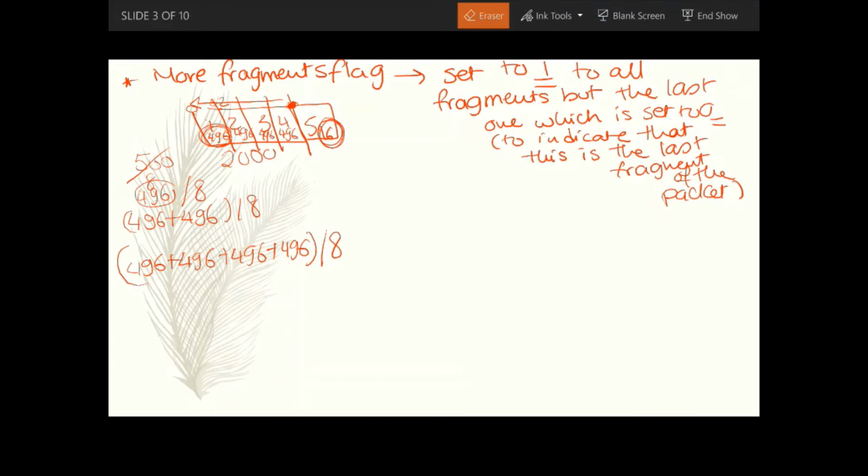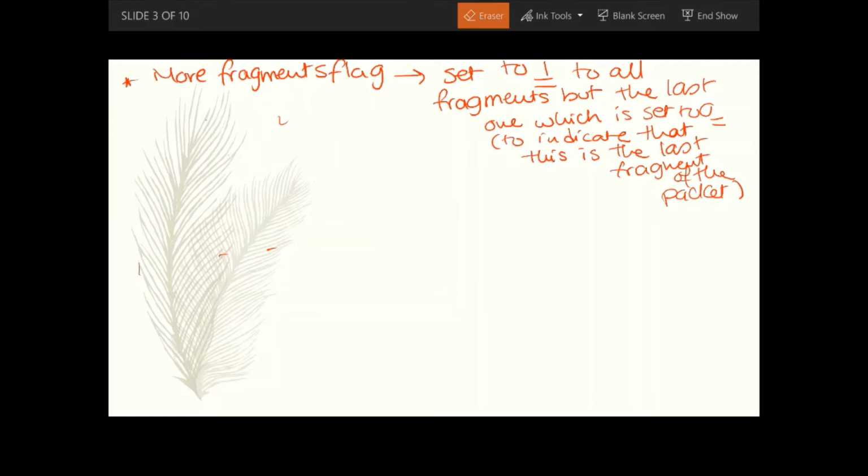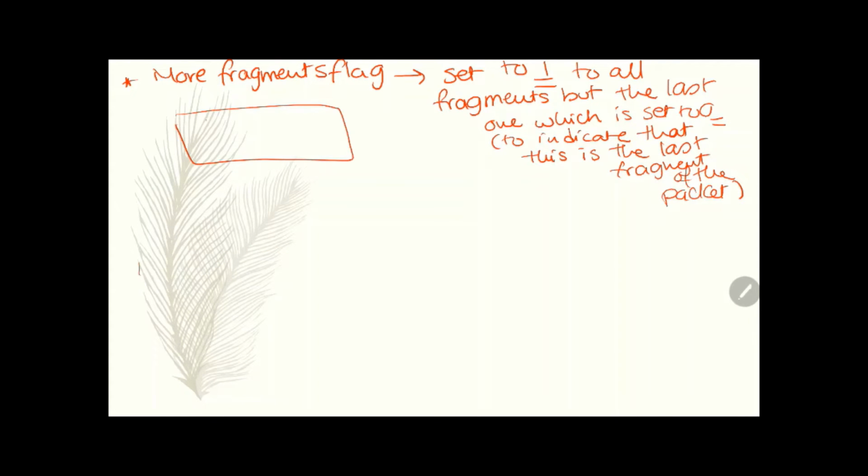I'm just making sure that you got the idea of the fragment offset. Let's go back to the more fragments flag. In the same example, if we have a packet of size 2000 and we're dividing it into five fragments, in the first fragment the more fragments flag would be set to 1.